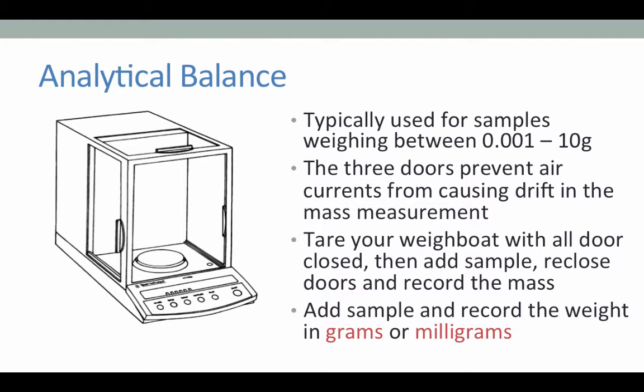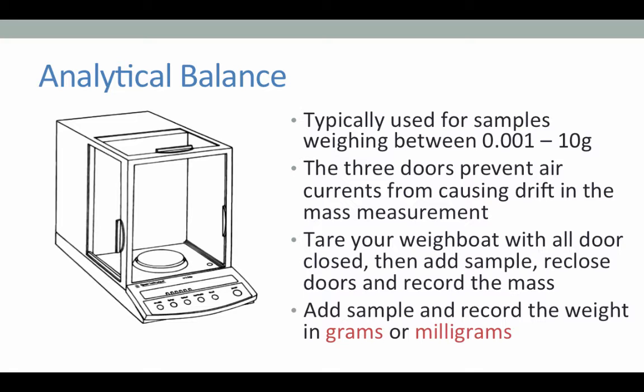The analytical balance, on the other hand, is typically used for smaller samples that weigh between 0.001 and 10 grams. This is because an analytical balance will display a mass down to 0.0001 grams, or 1/10 of a milligram. You will note that an analytical balance has 3 sliding glass doors. These doors prevent any air currents or small drafts from causing a drift in the mass measurement. It's important that these doors are closed both when zeroing or taring the instrument and when weighing your sample.